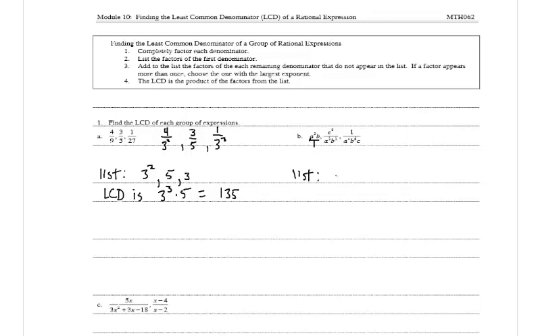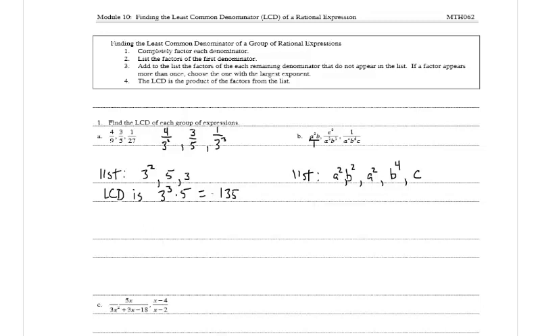In the second denominator, we have a squared b squared in our list. And then in the last denominator, we have a to the 4th. Now, since we already have 2 a's in our list, we need 2 more. A squared again. And now we have b to the 6th, and we already have b squared in our list, so we're going to have b to the 4th. And then we're going to add c to the list.